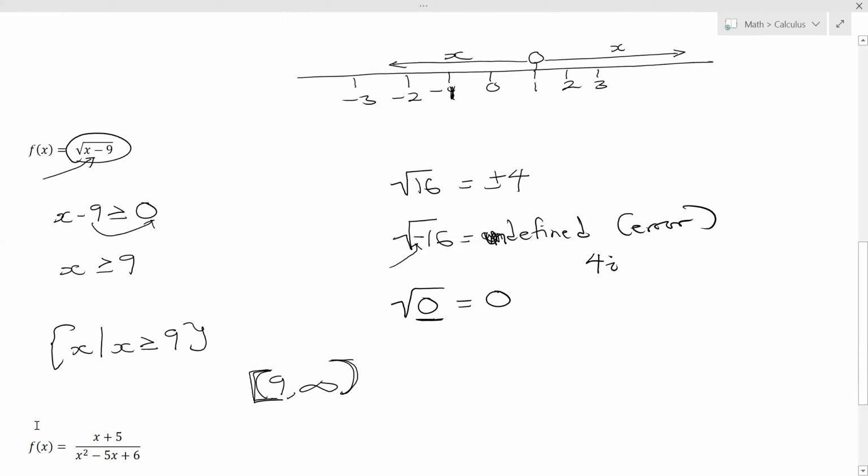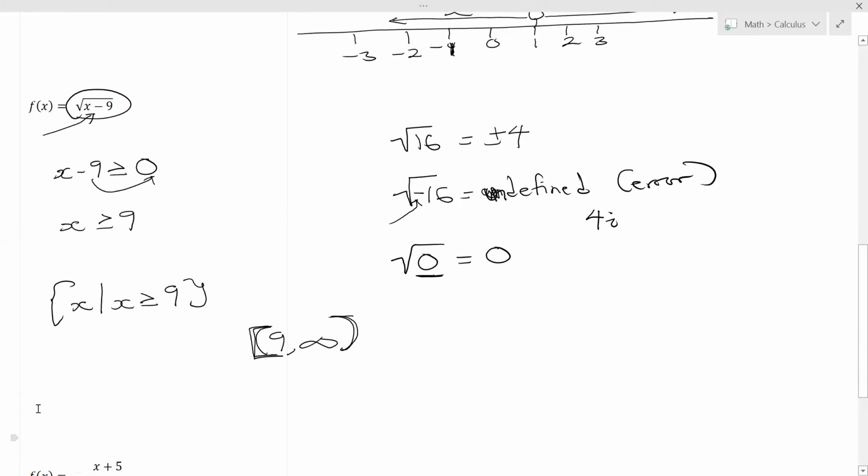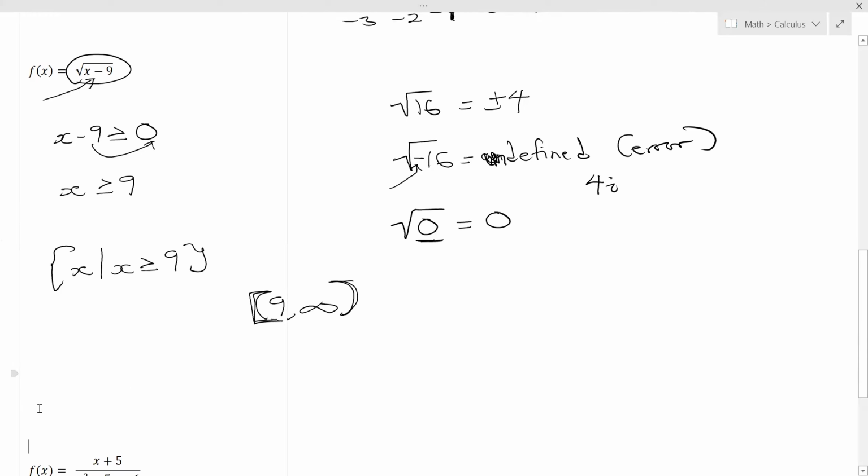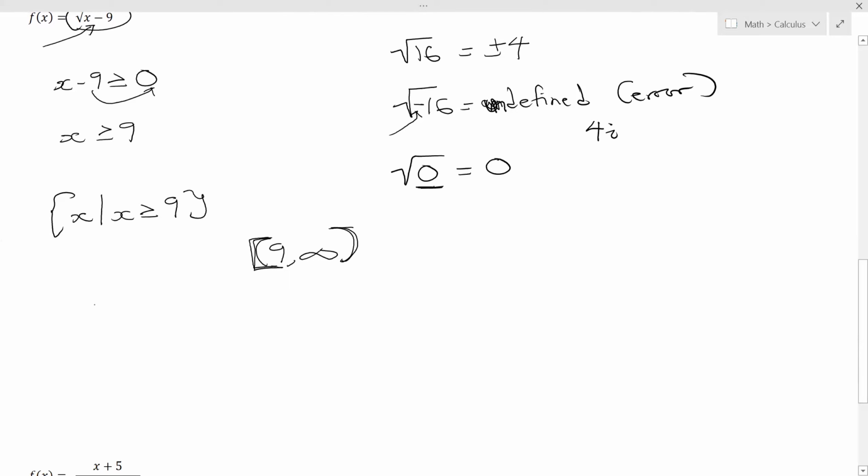Sorry about my handwriting, it's a bit messy, but this is it. And let's test it. Let's pick a number that's less than 9 and see what happens. If we pick a number that's less than 9, let's say 6. So let's assume that we pick 6 now. So x is equal to 6.